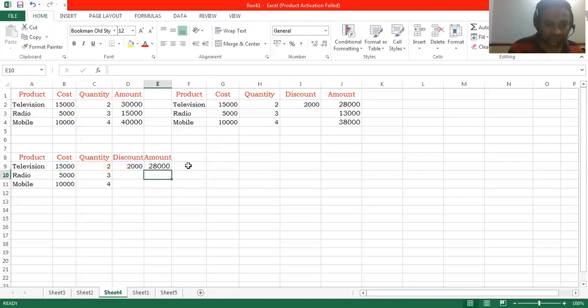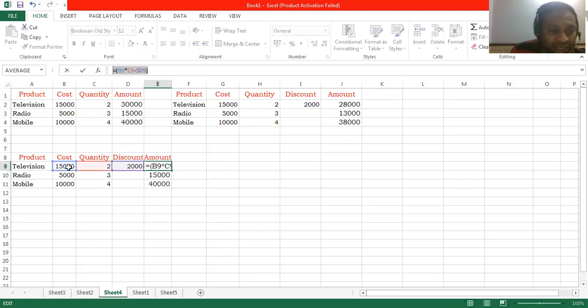Press enter and copy the formula with the help of the fill handle, drag down. Then automatically the formula is copied. Now you can observe here 5,000 multiplied by 3, 15,000 and 10,000 multiplied by 4, 40,000. But observe the formula difference between the first 28,000 and the remaining cells. Here I have applied the formula B9 multiplied by C9 minus $D9.